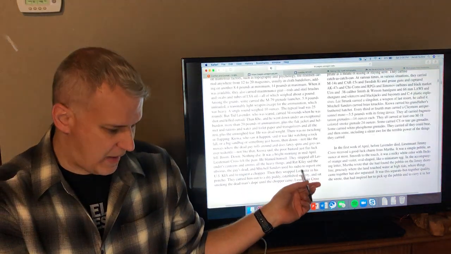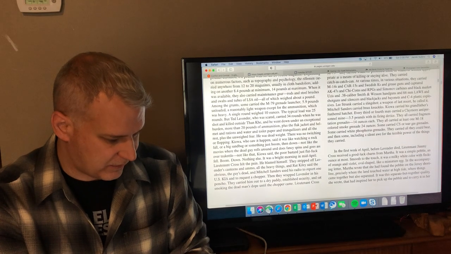They carried him out to a dry paddy, established security, and sat smoking the dead man's dope until the chopper came.